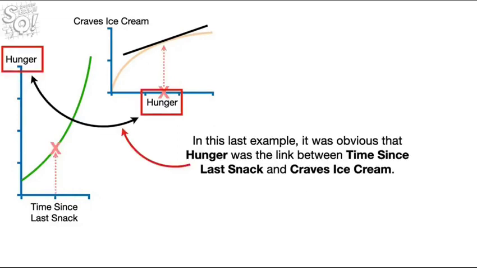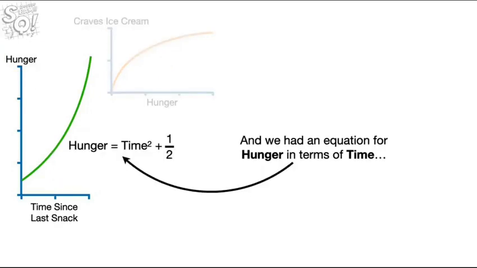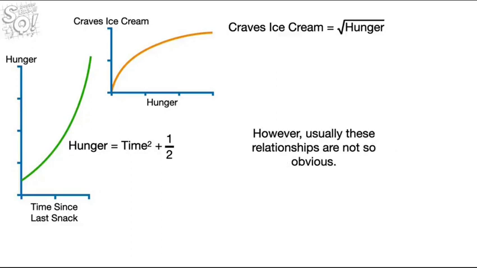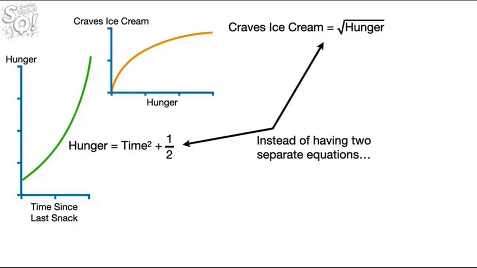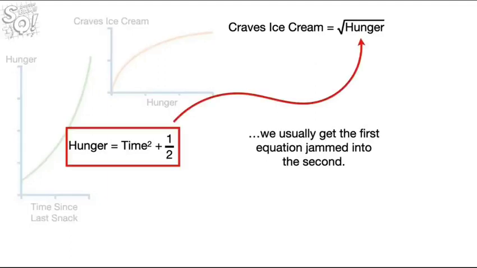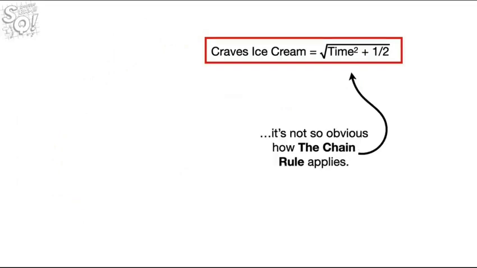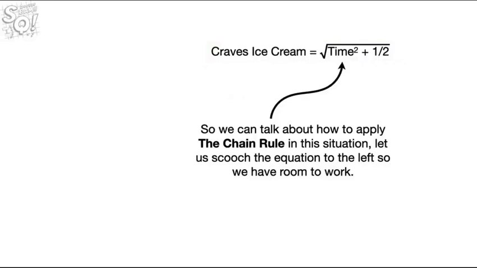In this last example, it was obvious that hunger was the link between time since last snack and craves ice cream. And we had an equation for hunger in terms of time, and an equation for craves ice cream in terms of hunger. However, usually these relationships are not so obvious. Instead of having two separate equations, we usually get the first equation jammed into the second. And when all you have is this, it's not so obvious how the chain rule applies. So we can talk about how to apply the chain rule in this situation.